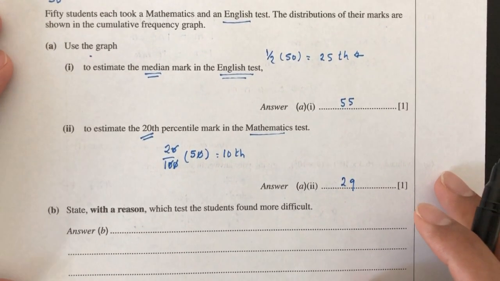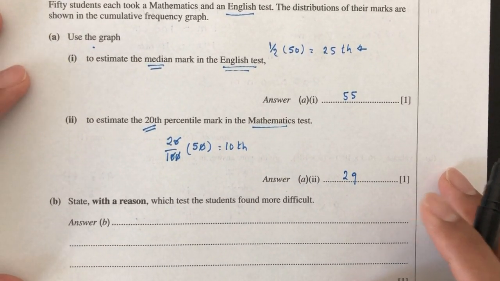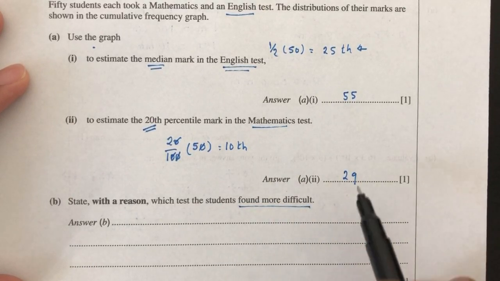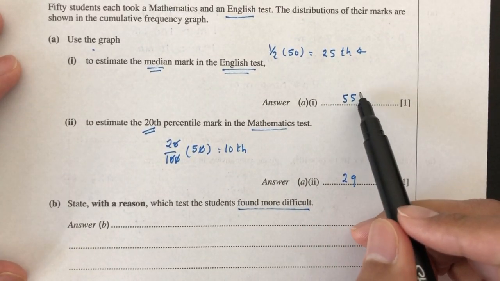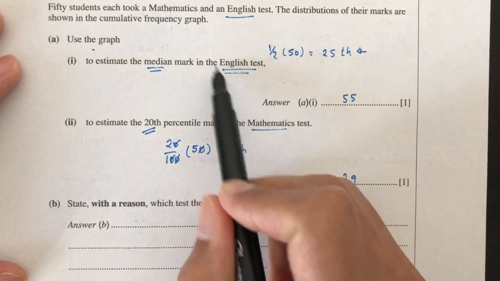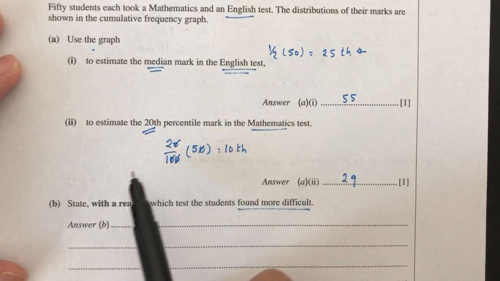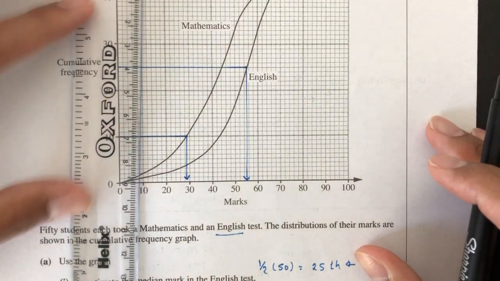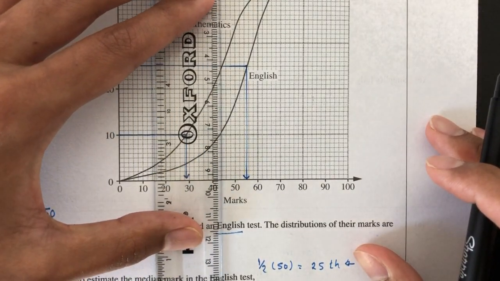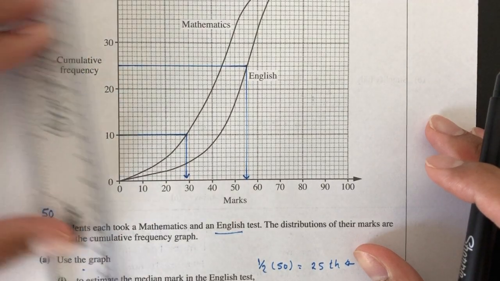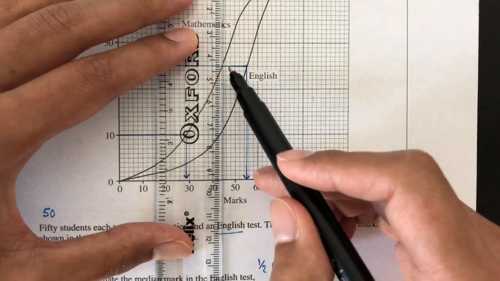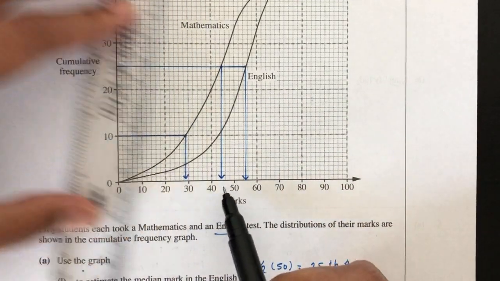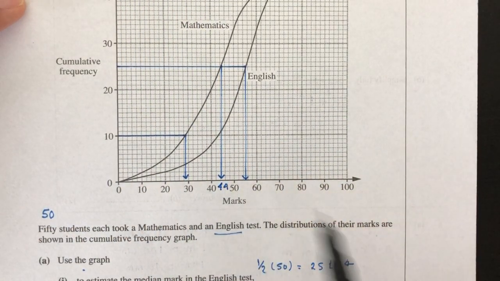So now part B, state with reason which test they found more difficult. To find which is more difficult, we can compare the median. So we have the median for the English test. So what is the median for the math test? Let's find out. The median for the math test is on the same 25th element. It will be about here. Let's say we give it a value of 44.